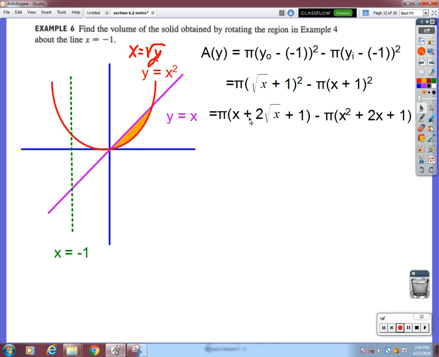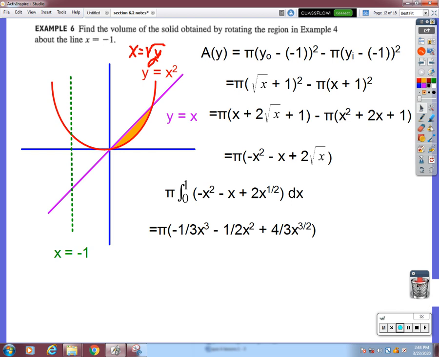FOIL this out, you get x plus 2 root x plus 1. FOIL this out, you get x squared plus 2x plus 1. Then we can go through and combine some like terms and end up with this as the area of our cross section that we're looking to integrate. Okay, so the integral sets up like this. I changed the square root of x to an x to the 1/2. We're still going from 0 to 1 because that's where these things cross.